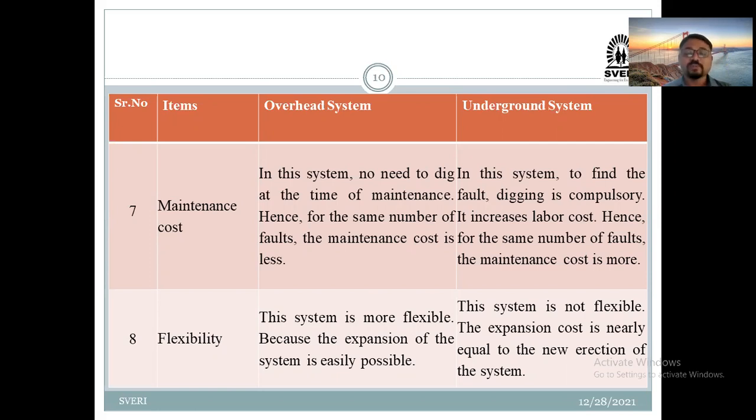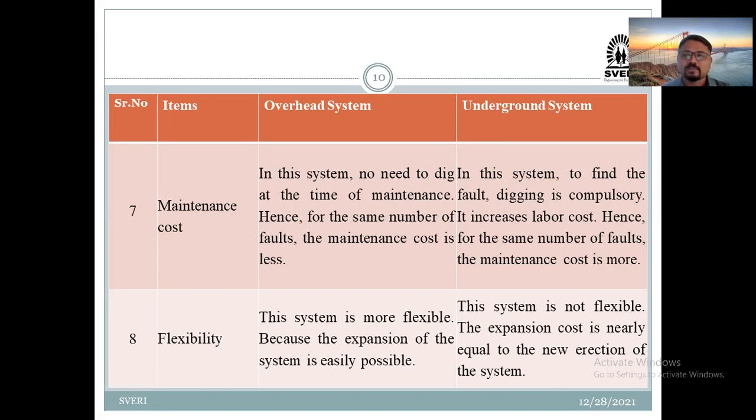See, the overhead system is more flexible. Why? Because if we want to expand the overhead system, it is easily possible for us to do so. But this does not happen in the case of the underground system, because the expansion cost is more in the underground system. So that's why the underground system is not as flexible as compared to the overhead system.